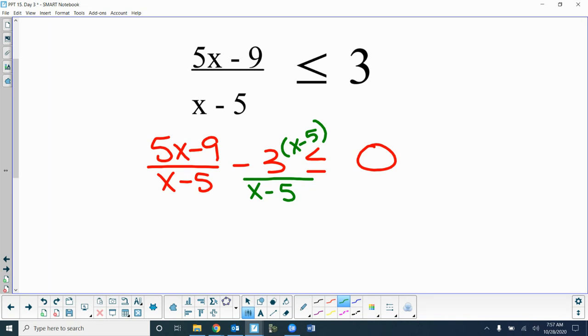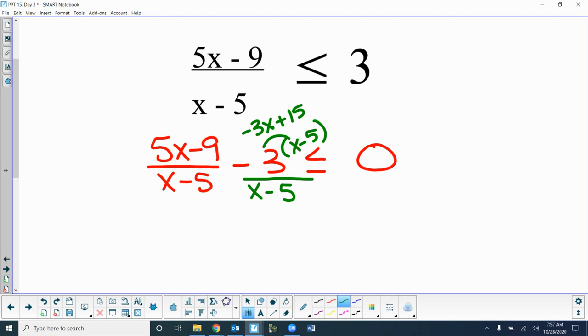Okay, now I can subtract them. But before I subtract them, this means to do what? This -3 and this x minus 5 means to multiply. Got to do multiplication always before subtraction or addition, right? So I have to distribute this. So -3x and -3 times 5 is a +15.